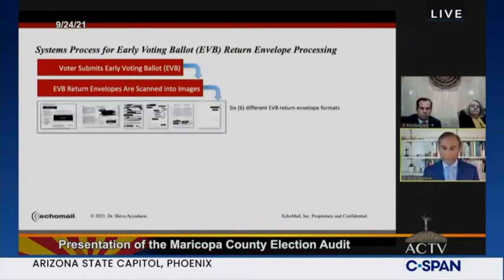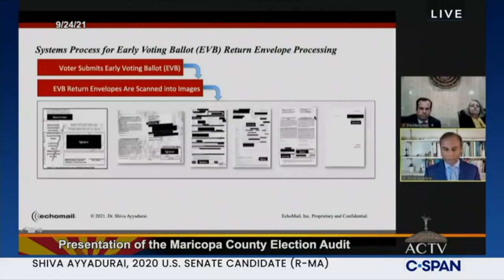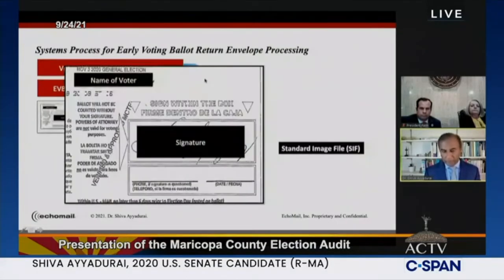And those create images. In fact, there are 6 different kinds of EVB return envelope formats. Let me walk you through some of them. And here's sort of a little bit closer. So this is a majority of them. We've called them the standard image files. This is for our lingua franca. This may not be the standard language, but for the purpose of this presentation. So this is one way that they look.